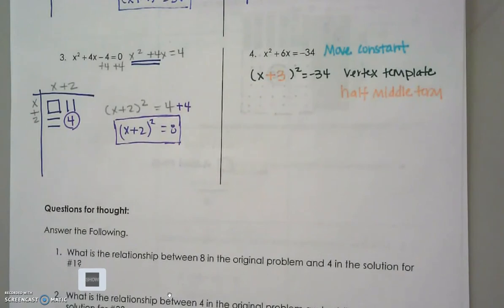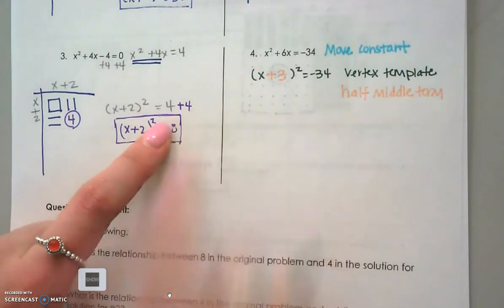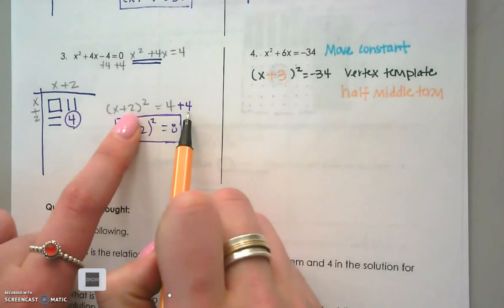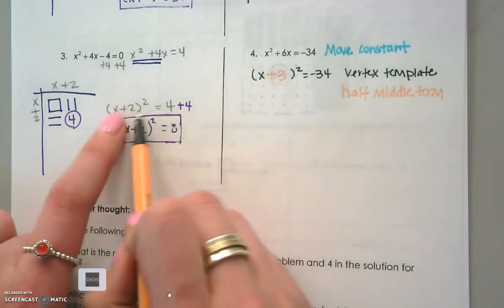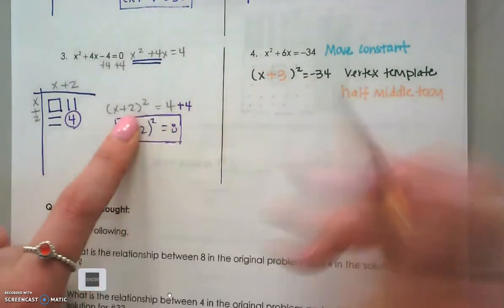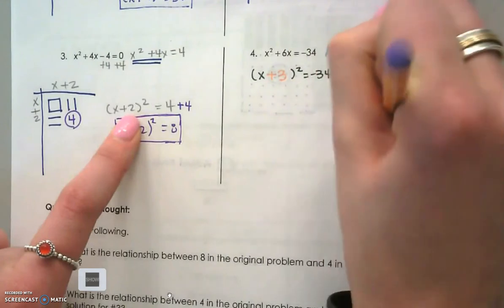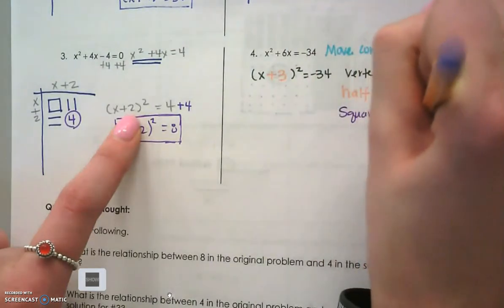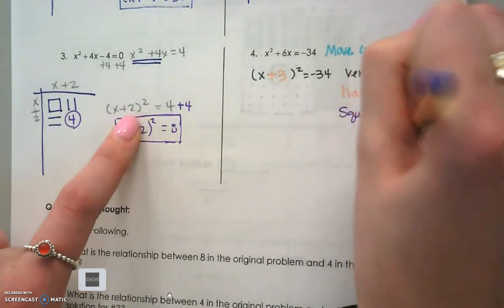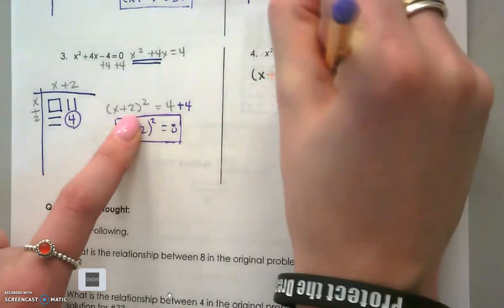Well, I always added something to the outside. I added in some 1s. Well, what does 2 and 4 have in common? 2 times 2 is 4. So 2 squared is 4. So you're going to square the middle and add it. So 3 squared is 9.